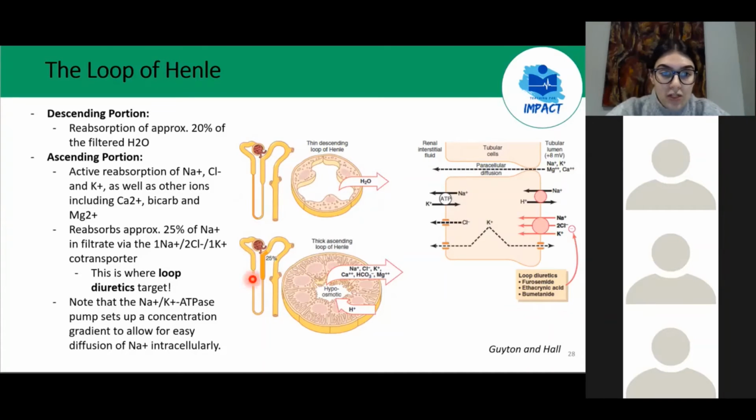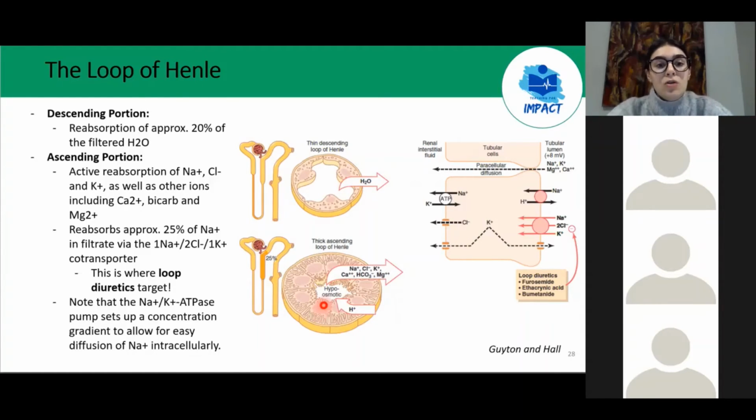Our ascending portion, which is this little guy here coming up, is basically the complete opposite. It enables the reabsorption of all of these ions to occur, but it doesn't allow any water in or out, so it's impermeable to water. So the descending portion is permeable to water only, but not solutes, and the ascending portion is impermeable to water, but permeable to solutes.